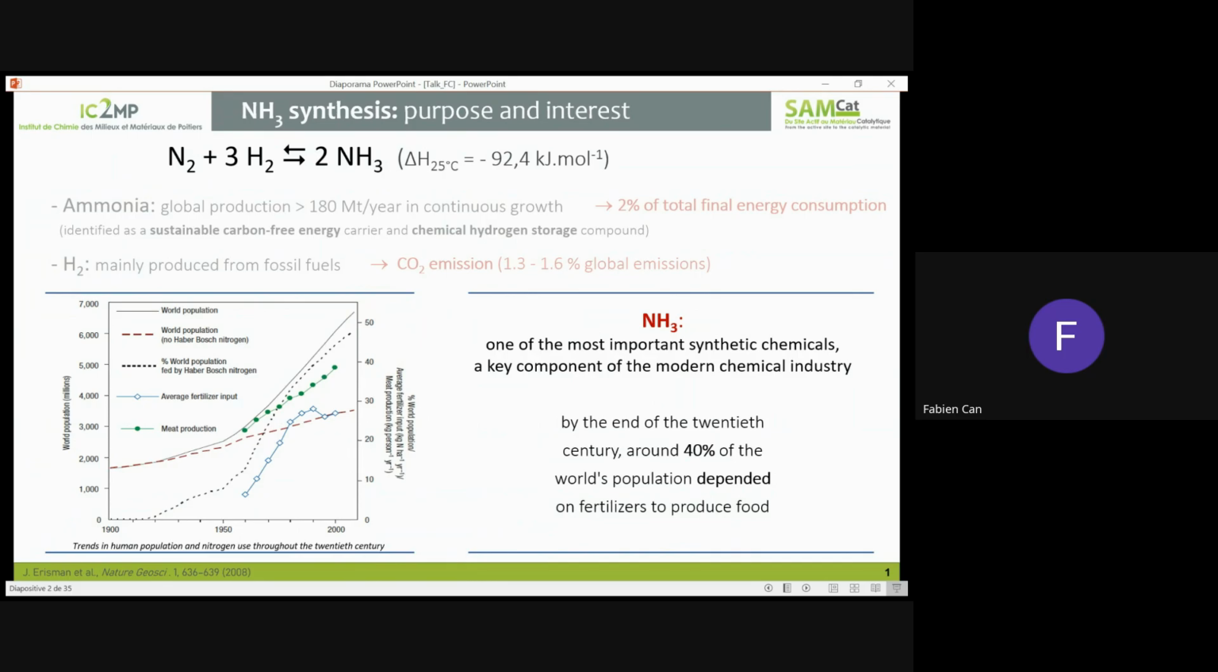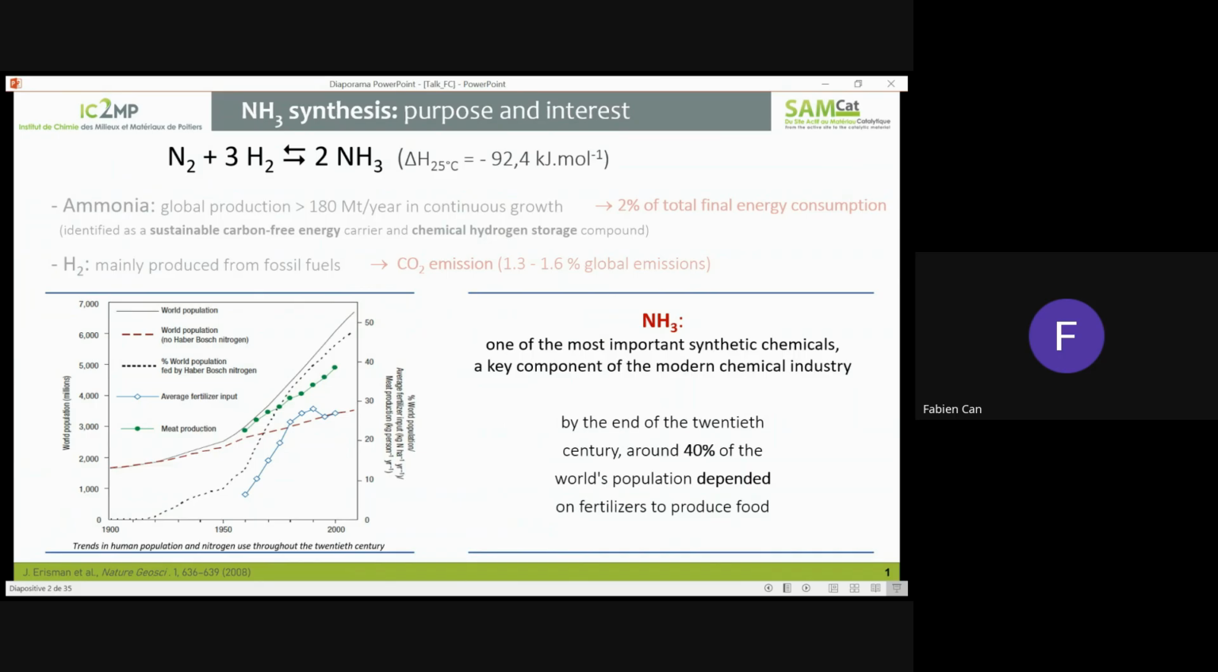Ammonia synthesis is a very important reaction. It was discovered by Fritz Haber in the early 1900s, and he was also awarded the Nobel Prize for this reaction. It is a very old reaction, and it is very important because it can fix nitrogen from atmospheric N2.